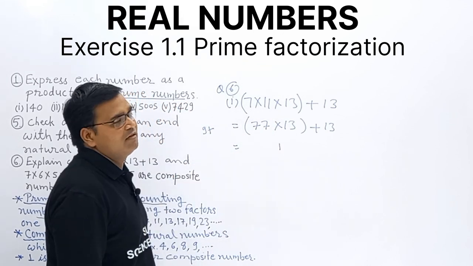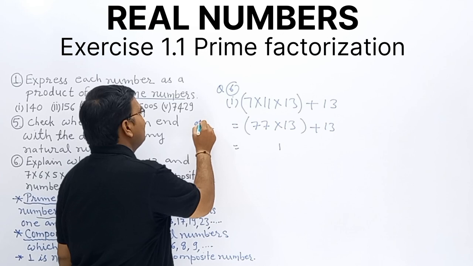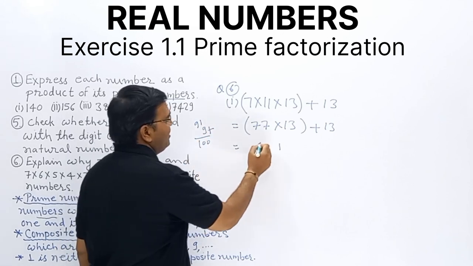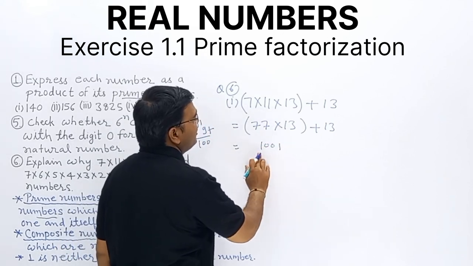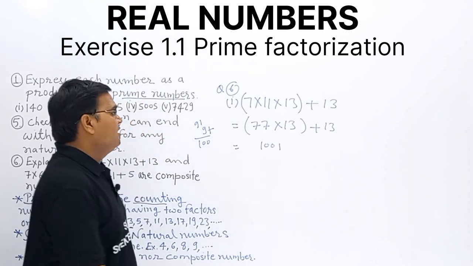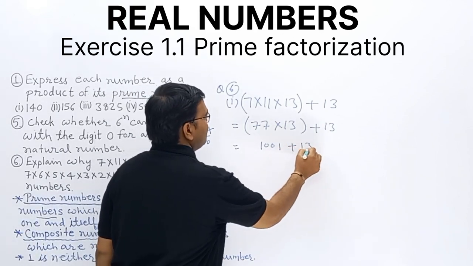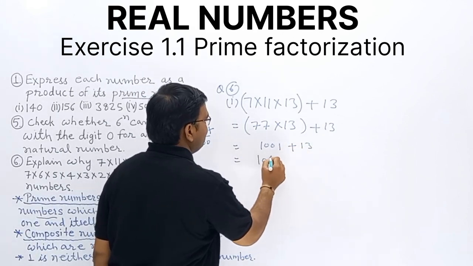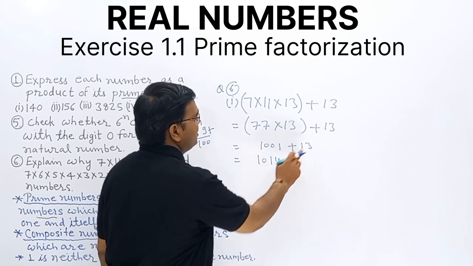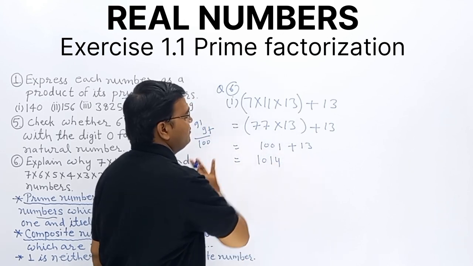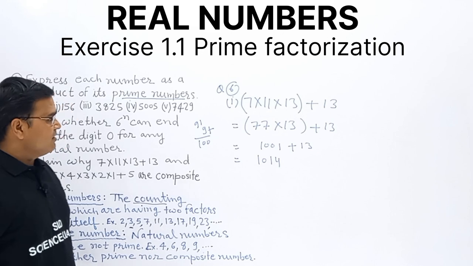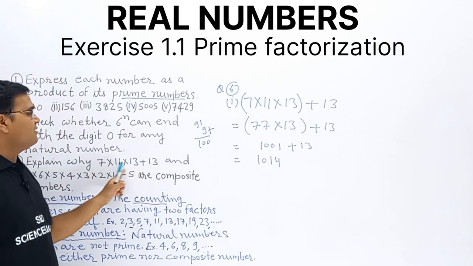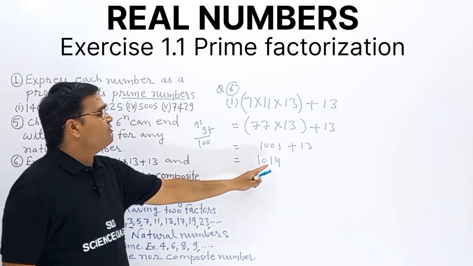91 plus 9, we are having 100. So this product will be 1001. Then we will add 13. So we are getting 1014. 3 plus 1 is 4, 1 0 and 1. So this product and addition solution will be 1014.